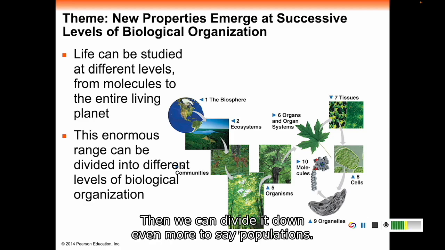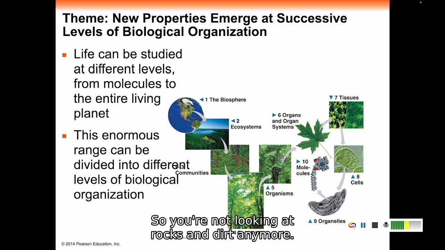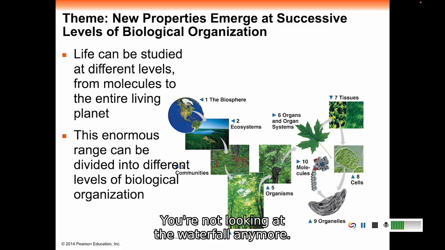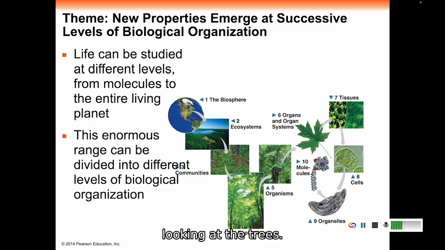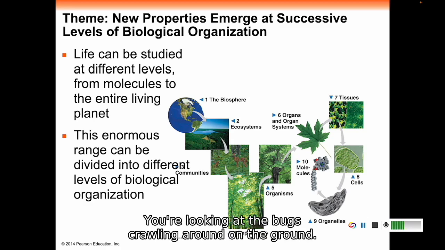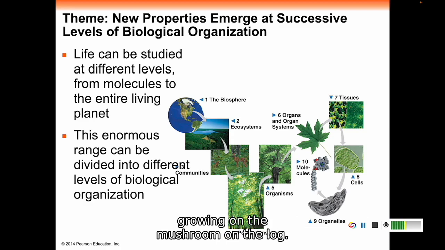Then we can divide it down even more to say populations. Populations is if you took that community and only looked at what's alive. So you're not looking at rocks and dirt anymore. You're not looking at the waterfall anymore. You're not looking at the air concentration anymore. You're looking at the living things. You're looking at the trees. You're looking at the bugs crawling around on the ground. You're looking at the bacteria growing, the mushroom on the log. These are all the things that are alive in your population.